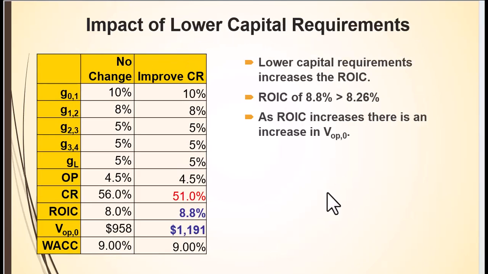What about lowering our capital requirements? Instead of 56%, what if it's only 51%? So now if we look at what happened, we have lower capital requirements, that increased our ROIC. It's greater than 9%. So again, it shows an increase in value of the company. And again, this 8.8% is above that 8.26%. So ultimately, we're going to be increasing value in the firm.